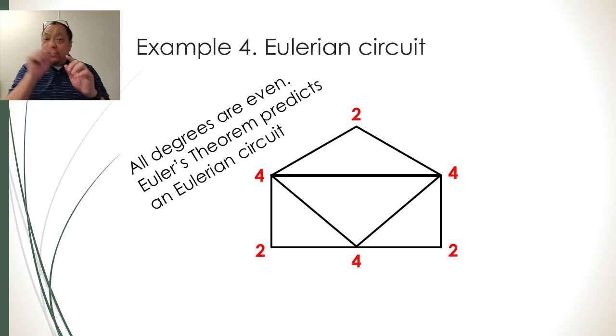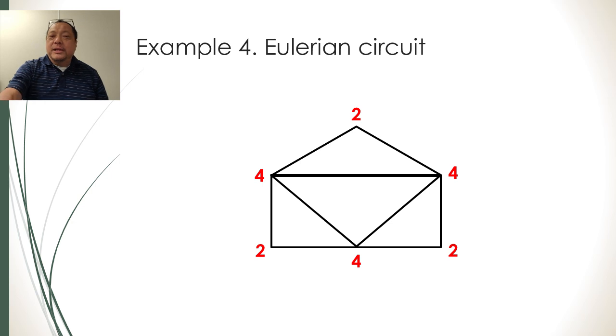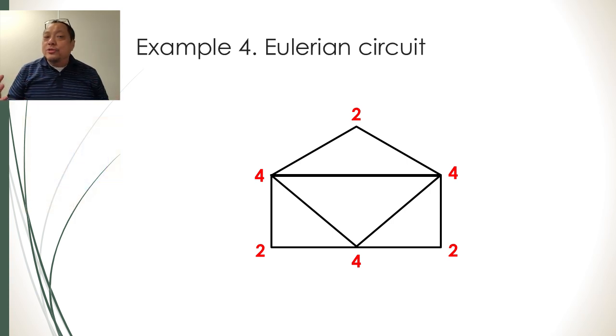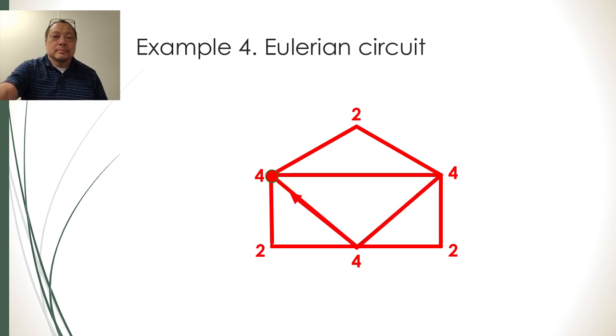We should be able to trace this figure without going over an edge twice and without lifting our pencil, and come back to the point where we started. Go ahead and try that. Press pause and come back when you're done. Welcome back. Here's one possible solution. Starting at this corner, I go up, down, straight down, continuing. And we end up where we started, just as Euler predicted.